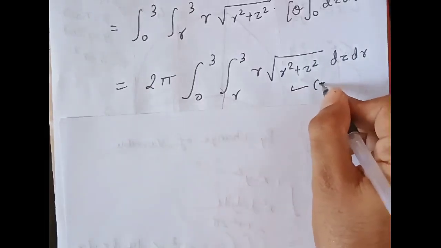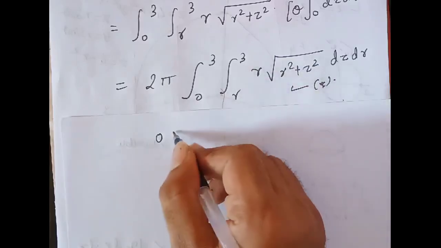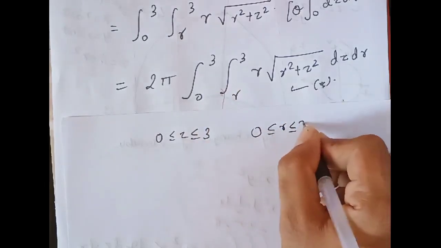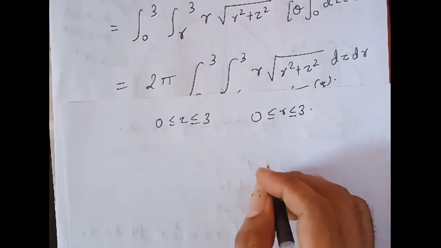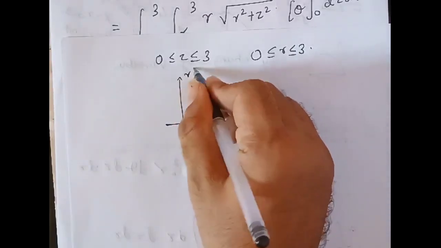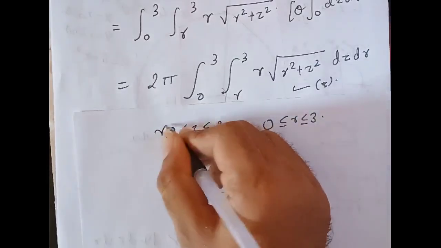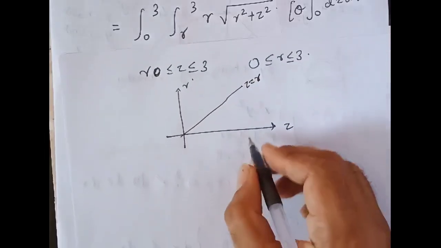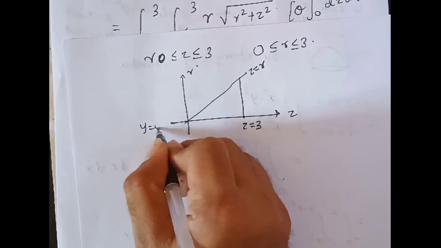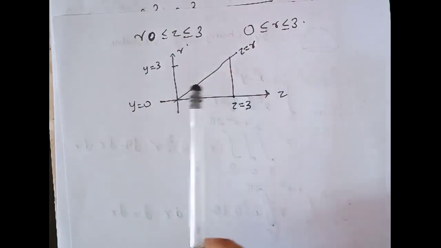So let's call this star. Now if we check the region, the limits for z are from r to 3, so 0 less than z less than 3, and the limit for r is from 0 to 3. Alright, so let's try to plot it. This is z, this is r. Sorry, the limit for z was from r. So this is z equal to r, and z equal to 3, and the limit for r is from 0 to 3.